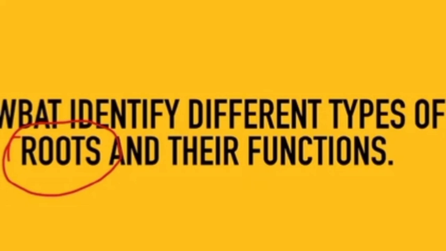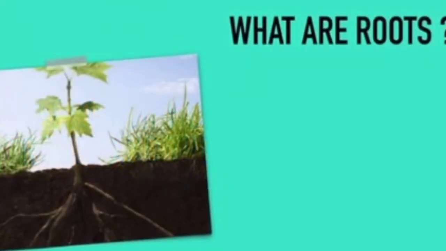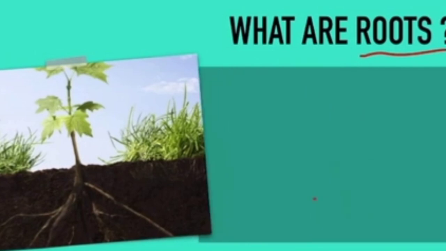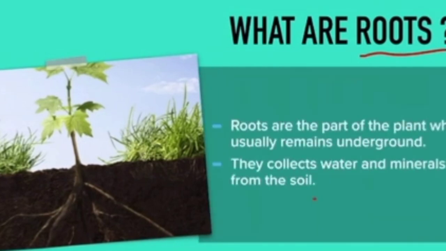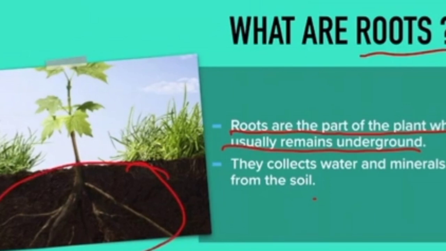Now the question arises, children, what are roots? Roots are the part that remains underground. Already in the previous class you must have studied about the roots, children. They are the part of the plant which usually remains underground, and they collect water and minerals from the soil. That is the function of the root. They collect the water and minerals from the soil, and give them to the plant for growth, to keep the plants alive.